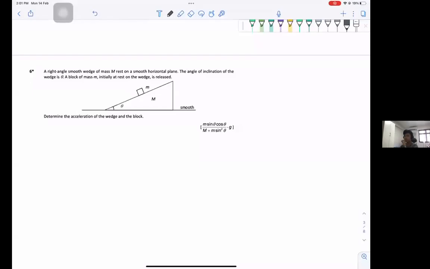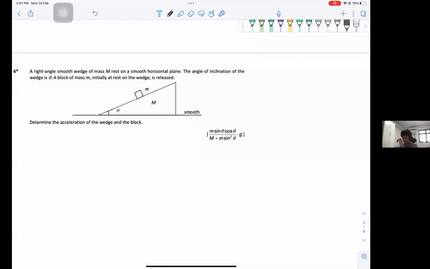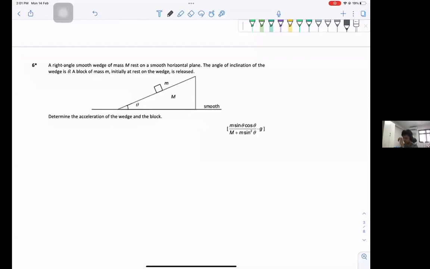Okay, so hi everyone, we are back with a question. So today we'll be doing this block on a wedge question, where the block is sliding down the wedge and there's no friction between all surfaces, meaning that the wedge is moving along the table as well, because the wedge is not fixed to the table.